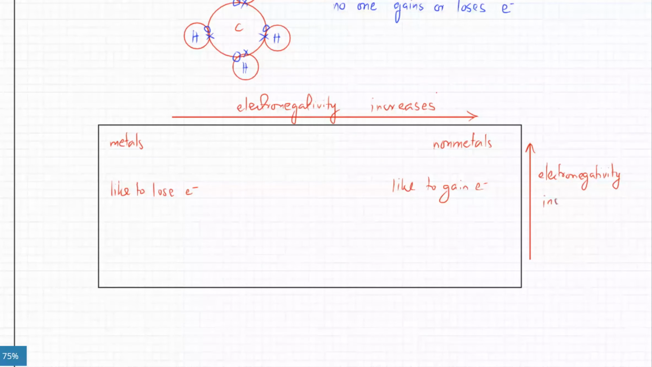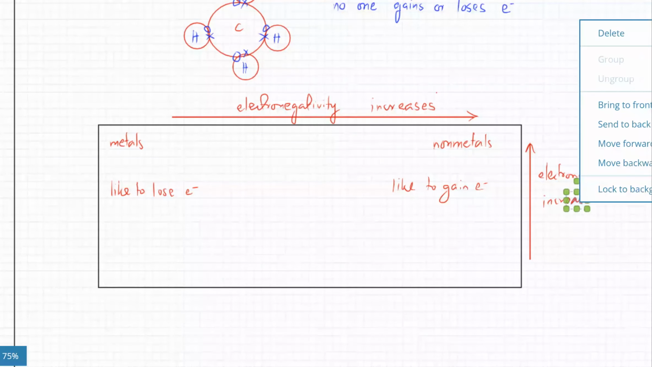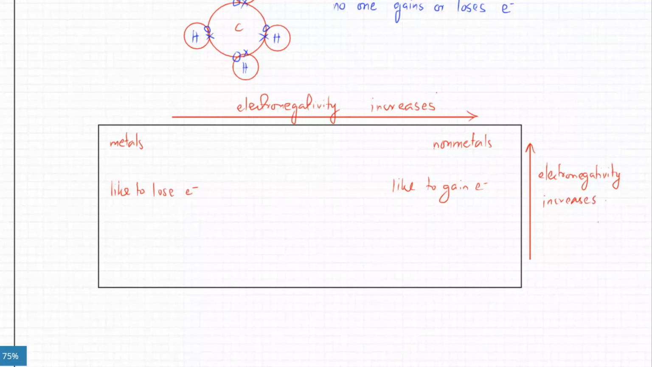So the bigger question is, why does it increase? Why do elements become more electronegative when you move to the right? And it's a gradual change. It's not an abrupt change. You don't have metals and a borderline somewhere in the middle, and on the right side, non-metals. The change from metals that like to lose electrons to non-metals that like to gain electrons is a gradual change.